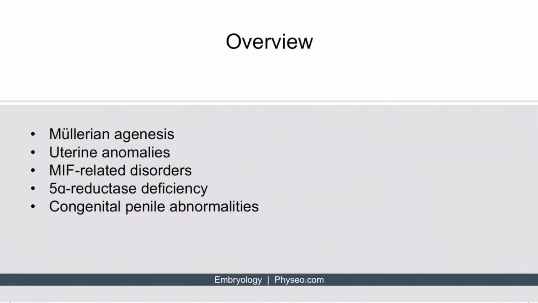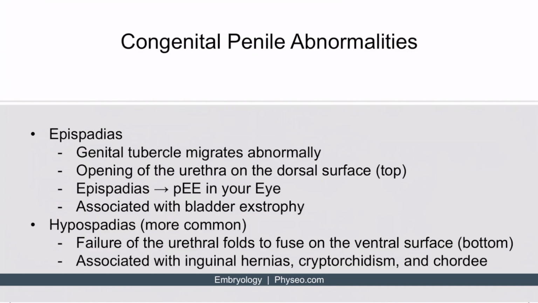Okay, let's finish up by discussing congenital penile abnormalities. There are 2 abnormalities, epispadias and hypospadias. Epispadias occurs when the genital tubercle migrates abnormally, which results in an opening of the urethra on the dorsal surface or top part of the penis. You can remember where the opening is with epispadias by remembering that the dorsal opening would result in P in your eye. All of the letter E's should make you think of epispadias, and the peeing in your eye part of this mnemonic should make you think of peeing upward. So the defect is on the top part of the penis.